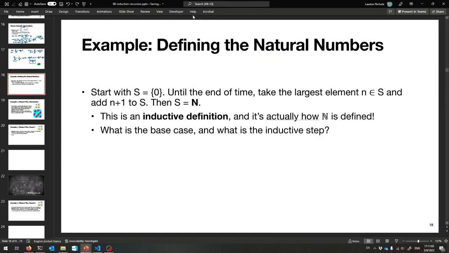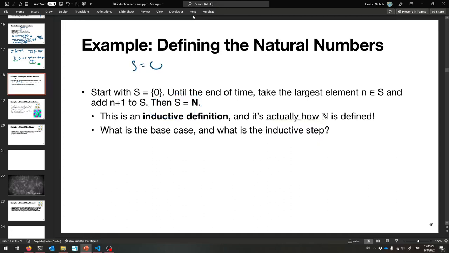So let's define those. Start with a set containing just 0. Here's the process. Until the end of time, so forever and ever, take the largest element in S and add that number plus 1 to S. If you do that until the end of time, for infinite time, you will end up with S equaling N. That is one way to actually define the natural numbers.